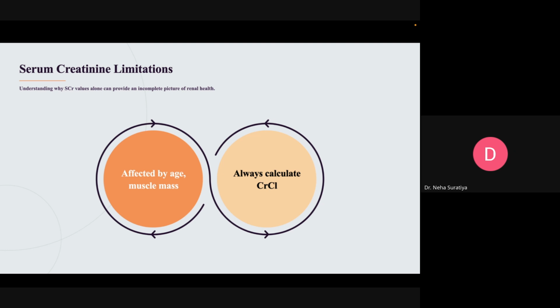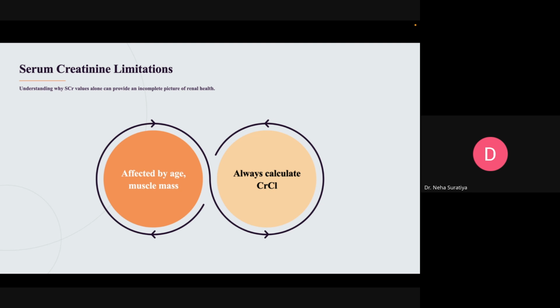So if the patient is elderly, or cachectic, or malnourished, that patient produces less creatinine, right? So serum creatinine alone can be misleading. It alone cannot be used for dose adjustment. Serum creatinine may appear normal in some cases despite poor kidney function, guys. That also you need to remember.